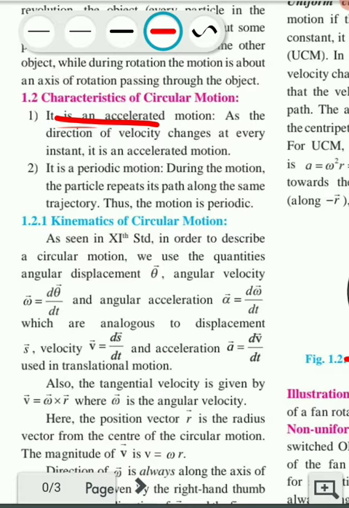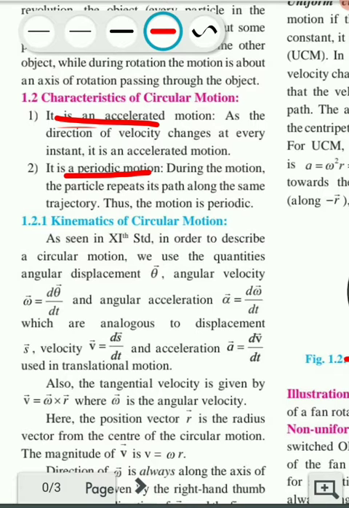The second characteristic is that it is a periodic motion, because during the motion the particle repeats its path along the same trajectory. We consider the motion of the earth around the sun. We consider the same path and same distance in equal intervals of time.